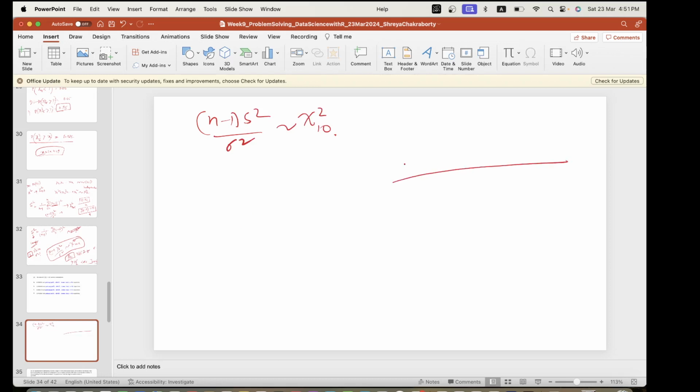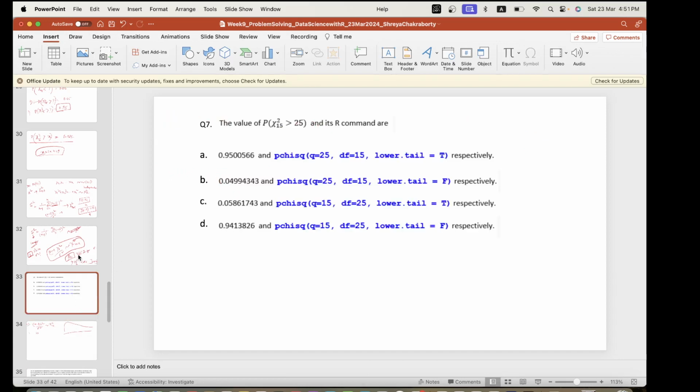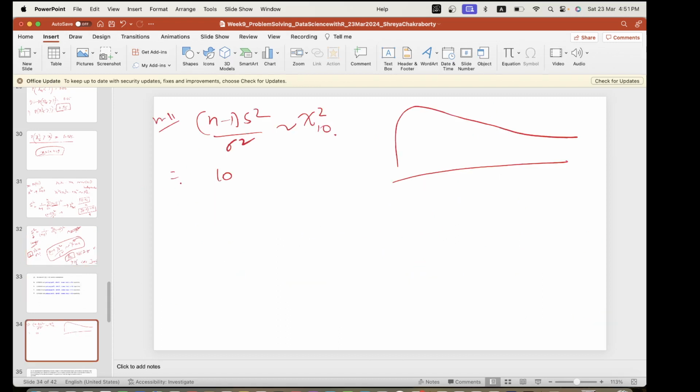So chi-square 10 would look something like this. Chi-square 10 or chi-square 9? N was 11. Okay, so chi-square 10. So this is 10 into s square. What did I take s square to be? S square is also 10. So let's say 100 by sigma square follows chi-square 10. So this is how a positively skewed chi-square 10 distribution looks like.